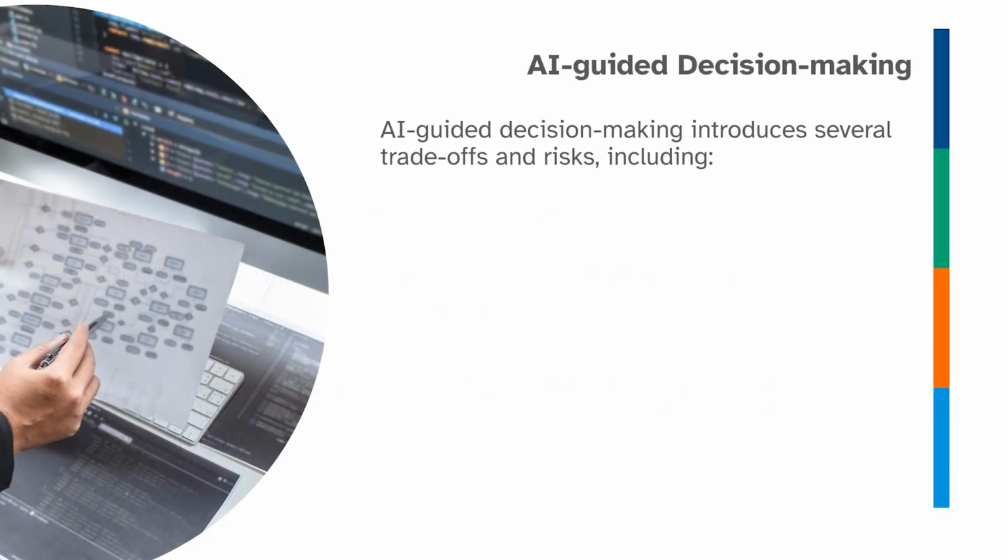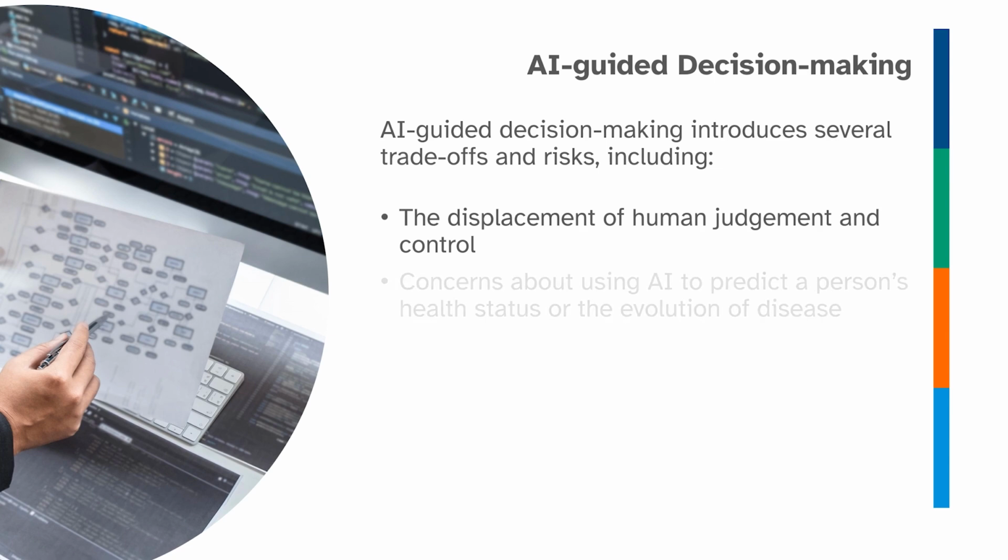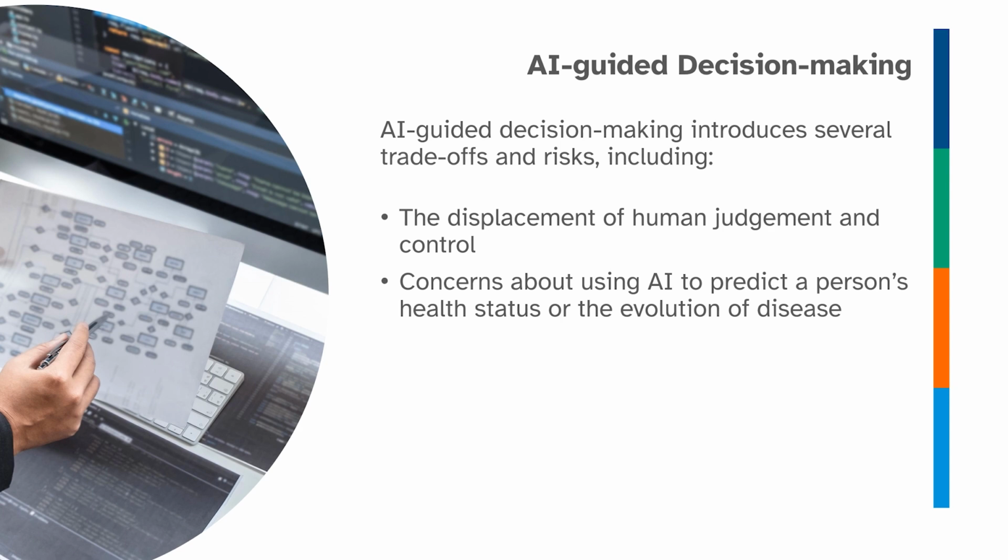AI-guided decision-making also introduces several trade-offs and risks, including the displacement of human judgment and control, and concerns about using AI to predict a person's health status or the evolution of disease, noting that AI produces probable but not certain knowledge. This is a major ethical challenge to humans as the center of production of knowledge, and also to the system of production of knowledge for medicine.